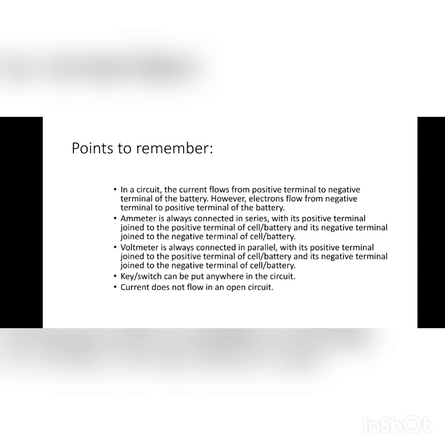This I have said, but you don't yet know what I mean by series or parallel combination. That we will do after Ohm's law. So just keep this in mind that an ammeter is always connected in series and a voltmeter is always connected in parallel. Fine. Now, a key or switch can be put anywhere in the circuit. It doesn't matter where you put it. It is just to break the circuit or complete the circuit. Fine. Now, current does not flow in an open circuit, that we have covered.